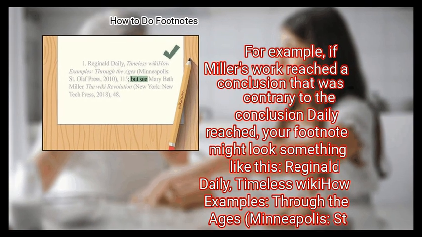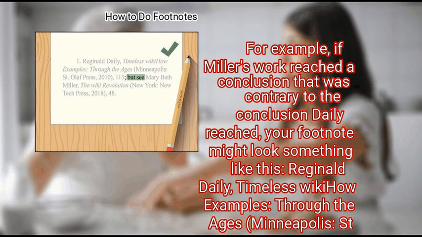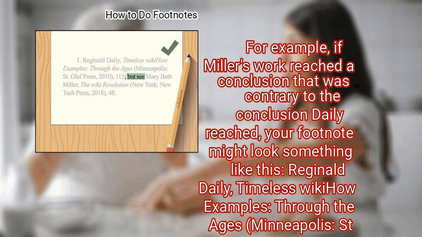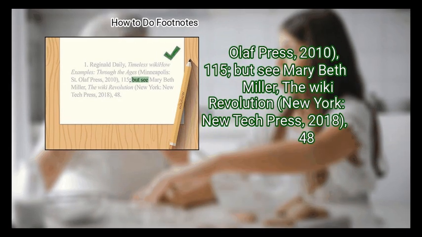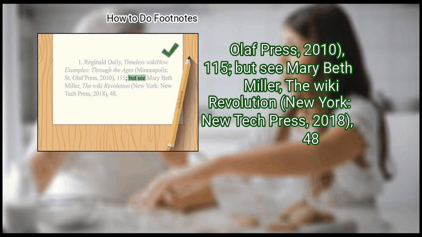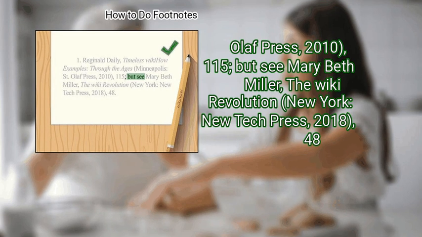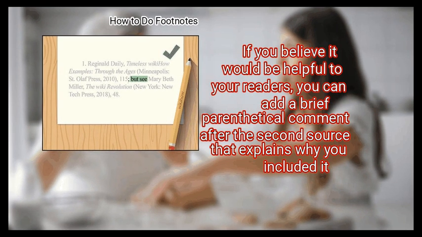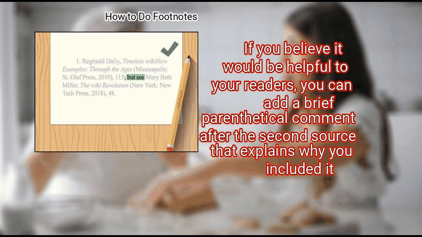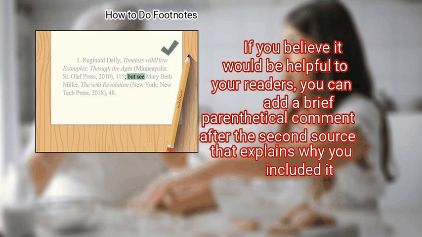For example, if Miller's work reached a conclusion that was contrary to the conclusion Daly reached, your footnote might look something like this. Reginald Daly, Timeless WikiHow Examples, Through the Ages, Minneapolis, St. Olaf Press, 2010, 115. But see Mary Beth Miller, The Wiki Revolution, New York, New Tech Press, 2018, 48. If you believe it would be helpful to your readers, you can add a brief parenthetical comment after the second source that explains why you included it.